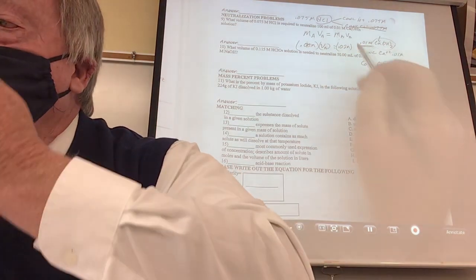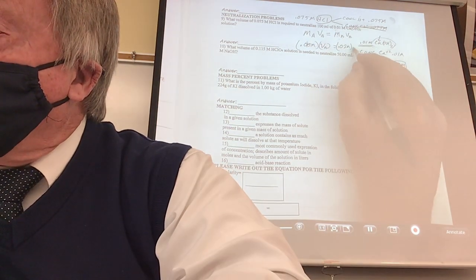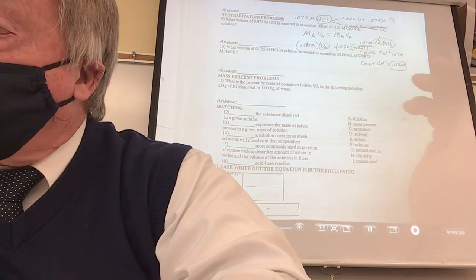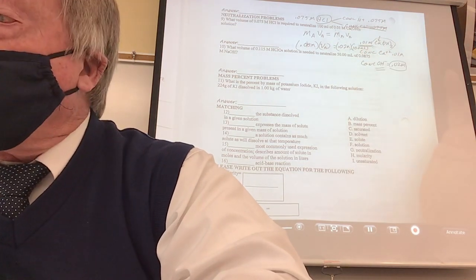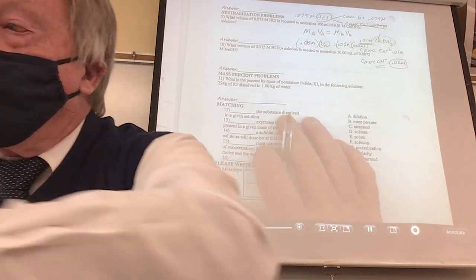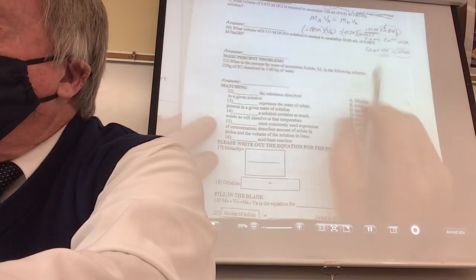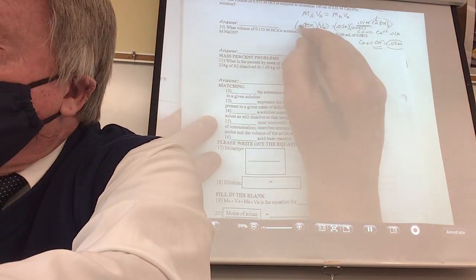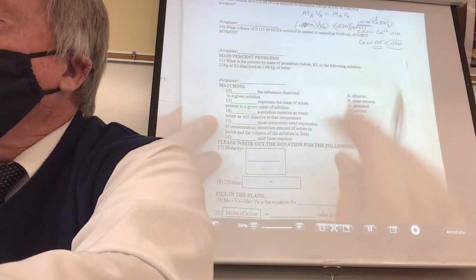And by the way, I'm going to leave it as milliliters. Why? Because if I want my final answer to be in milliliters, I'll leave it as milliliters in this equation. Do that in your calculator and see what you get. So it's going to be this times this divided by that.